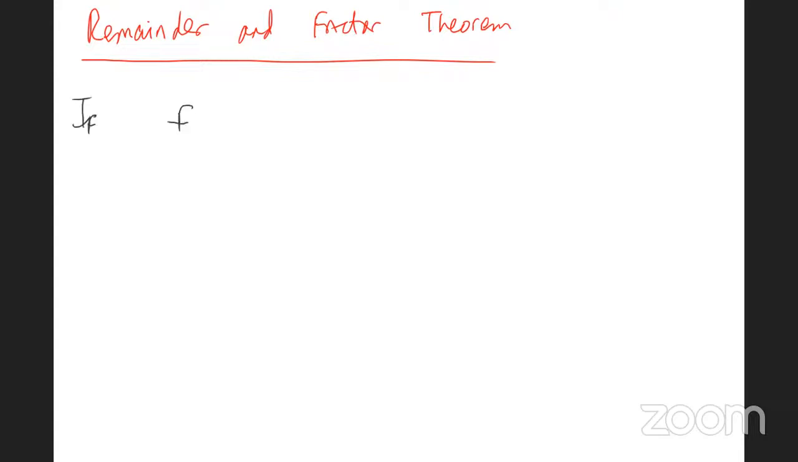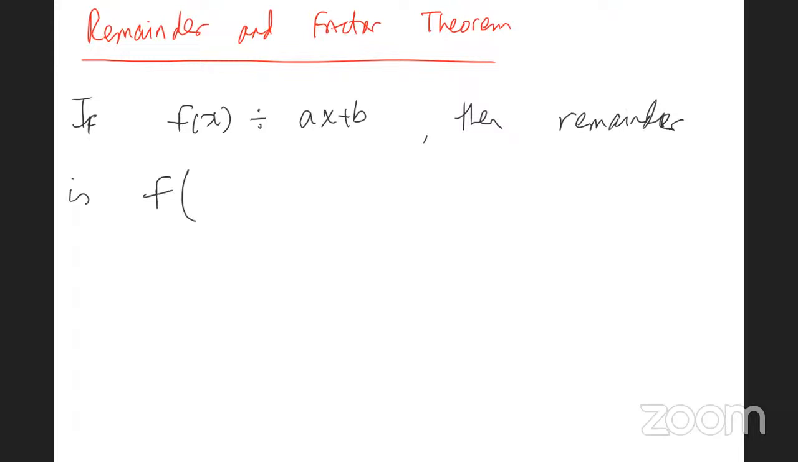Right, so what does the theorem say? If f of x is divided by ax plus b, then the remainder is what? Anybody remember? What's the remainder? F of what? Close to it. F of minus b over a. How do you get that again? You take ax plus b and you make it equal to 0 and solve for x.